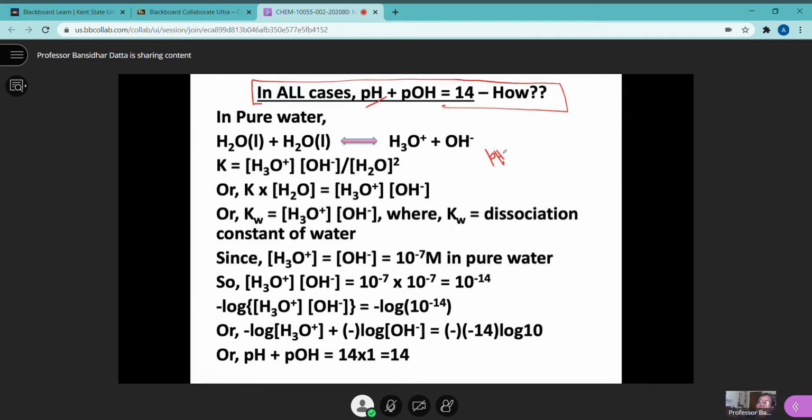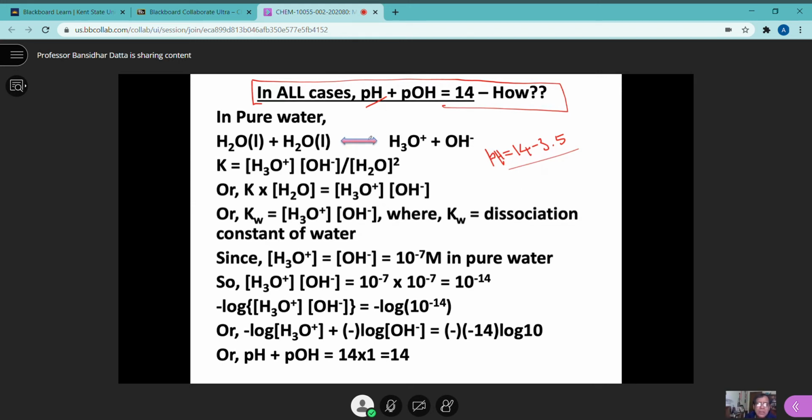And is it an acidic solution or a basic solution? Basic. It's greater than 7. That's right. So these are the type of analysis that you should be doing in the test. Okay, so make sure you remember that equation.